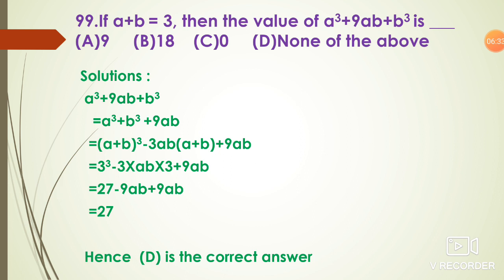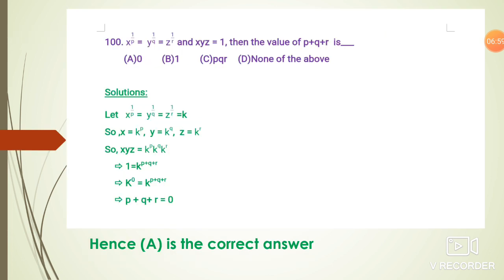After putting the value of a plus b, we will get 3 cube minus 3ab into 3 plus 9ab. That means 27 minus 9ab plus 9ab. After cancelling 9ab and 9ab, we will get 27. Hence, there is no option of 27. So, D is the correct answer.